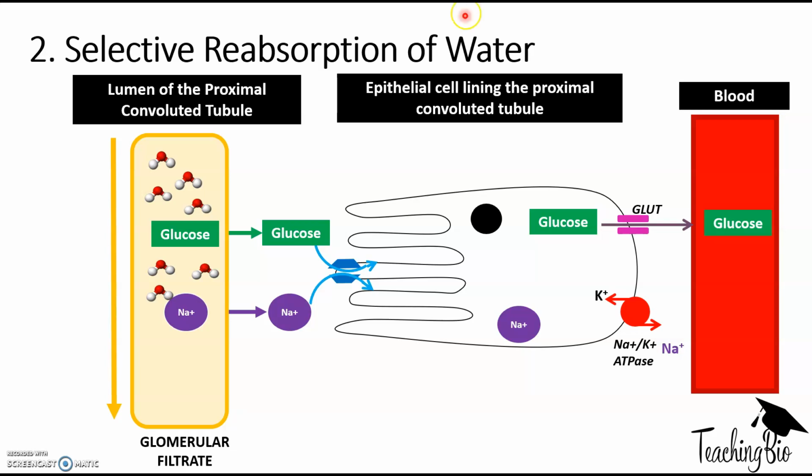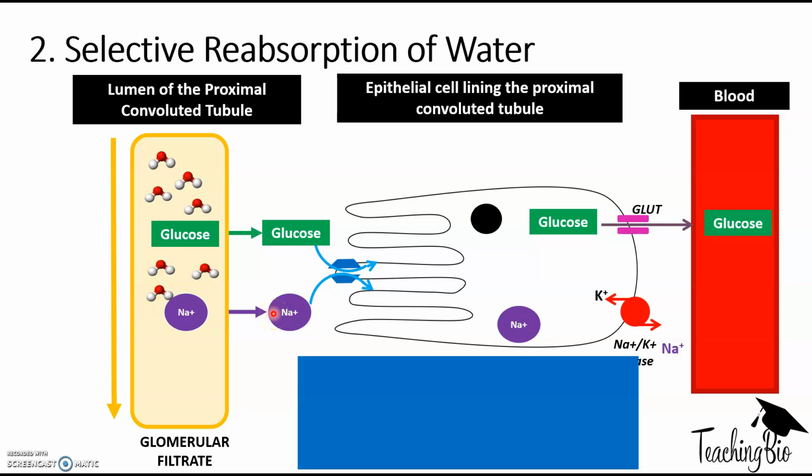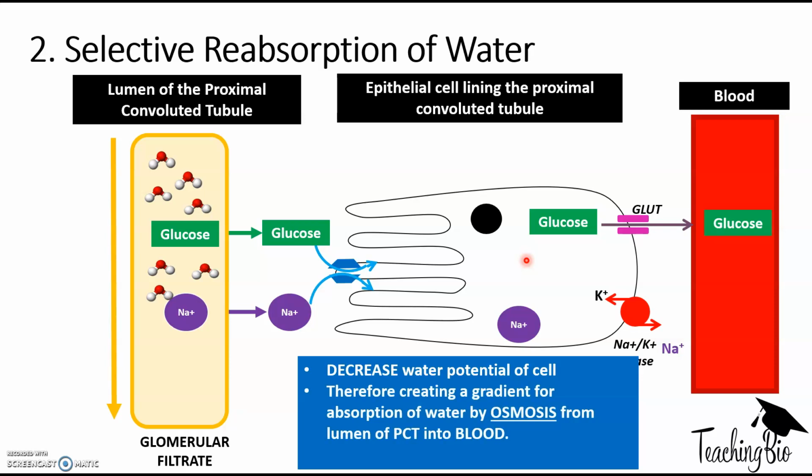So one thing we didn't talk about was water. I've added some water molecules here. The movement of all these ions into here will obviously decrease the water potential of the cell because you've got lots of glucose and sodium constantly moving in, and also amino acids as we looked at before, and probably some other ions. Because of that, we're going to create a gradient for the reabsorption of water by osmosis from the lumen of the PCT into the blood.